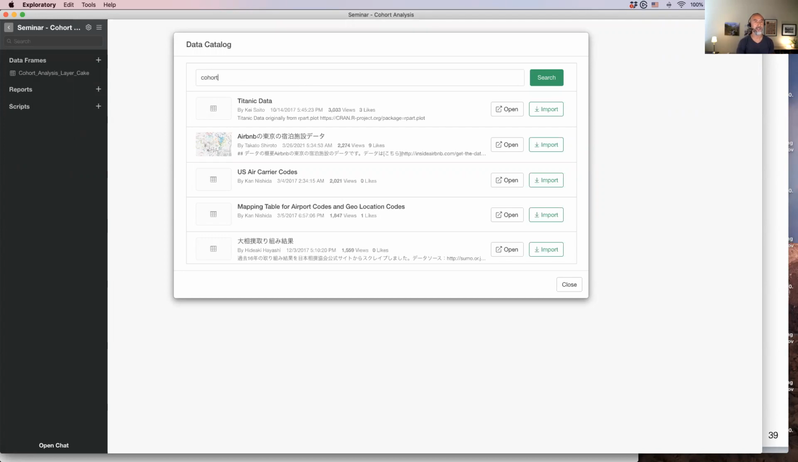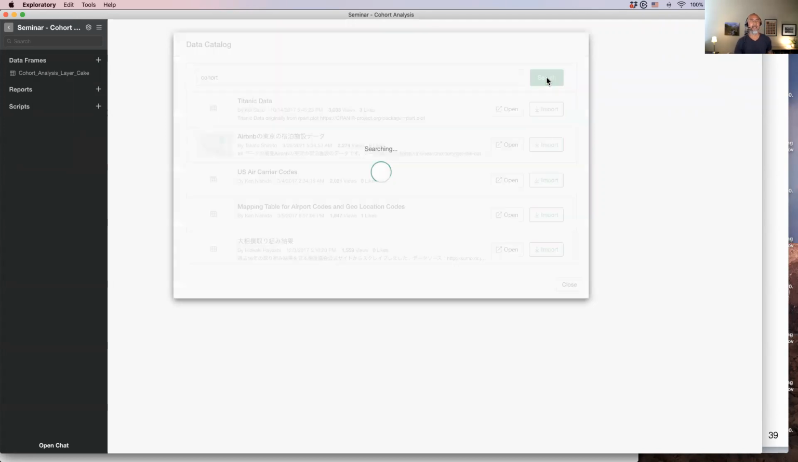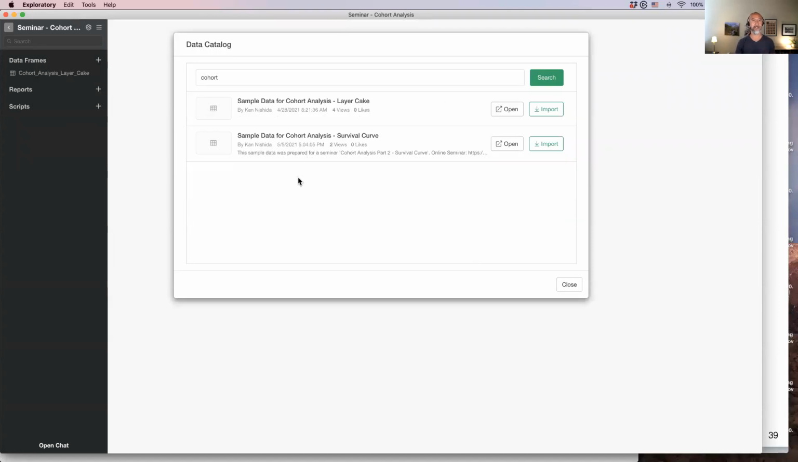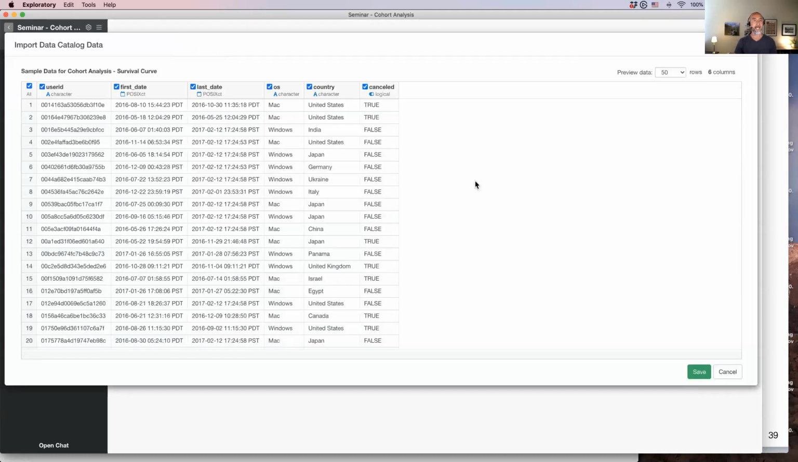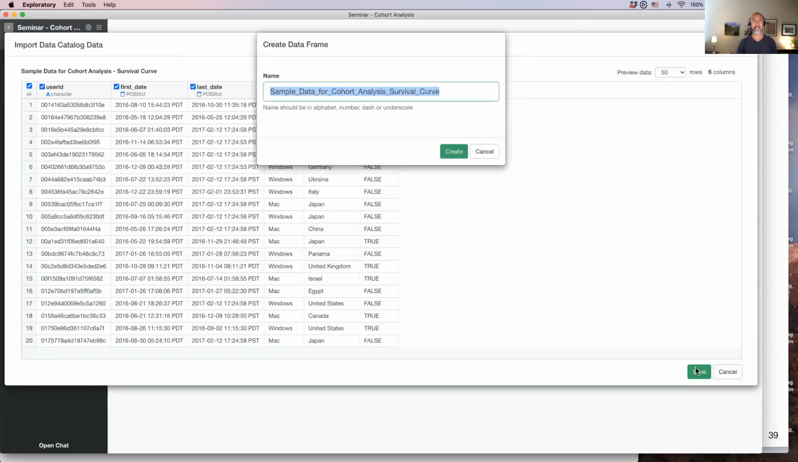I'm going to search by cohort, and there are two datasets. One is the layer cake data that we used in the last seminar. Today, we're going to use this one, sample data for cohort analysis survival curve. You can click the open button to see the detail on our website, but I'm just going to click on this import button to import that data, and then click on save.